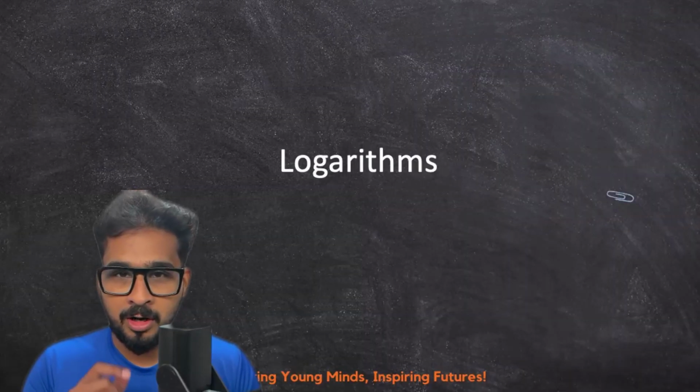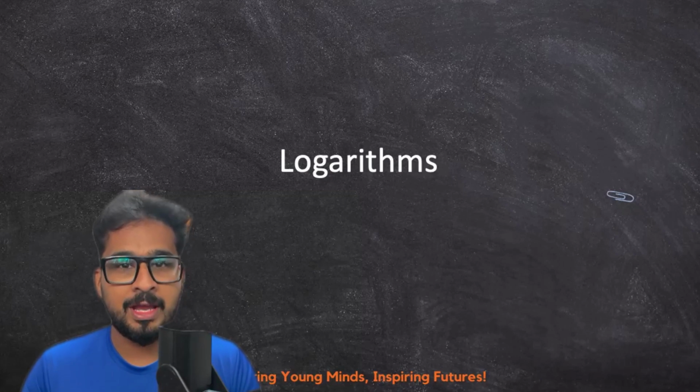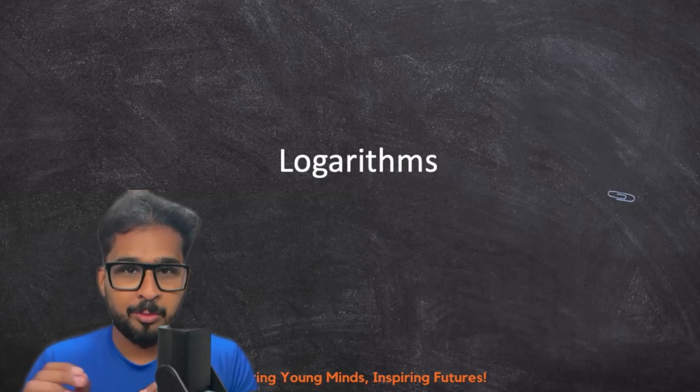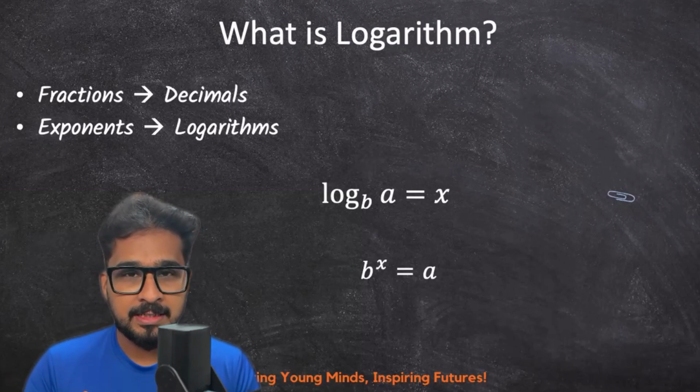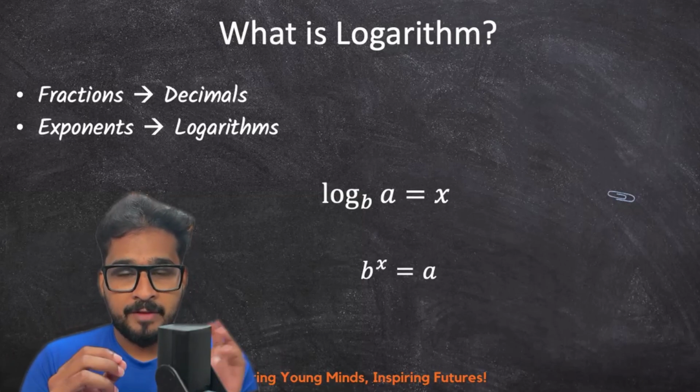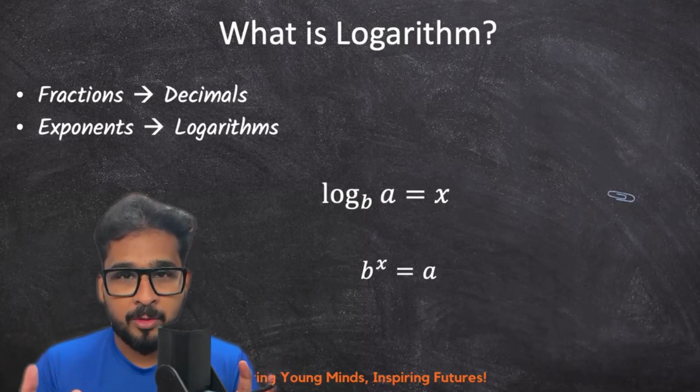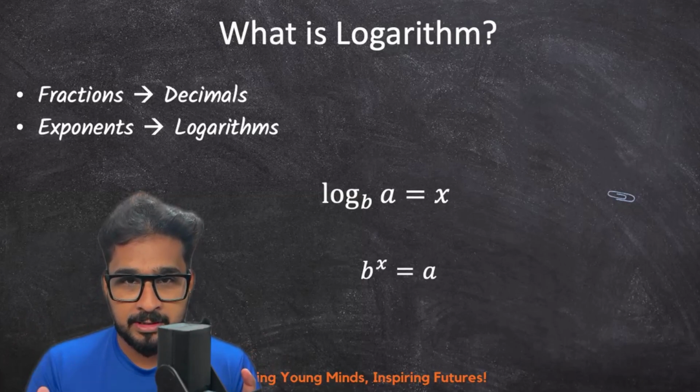Logarithms are an important concept in physics, chemistry, as well as mathematics. It is very important to know the concept of logarithms. What is a logarithm? Fractions can also be represented in terms of decimals. For example, we can write 1/2 as 0.5, 1/3 as 0.333 or 0.3 bar, etc. So fractions have another form of representation called decimals, right?